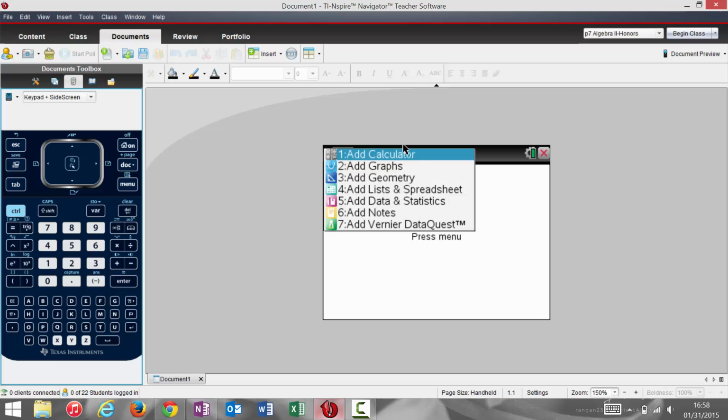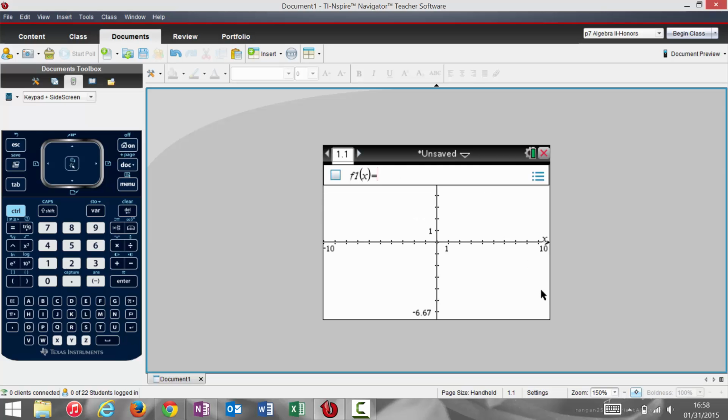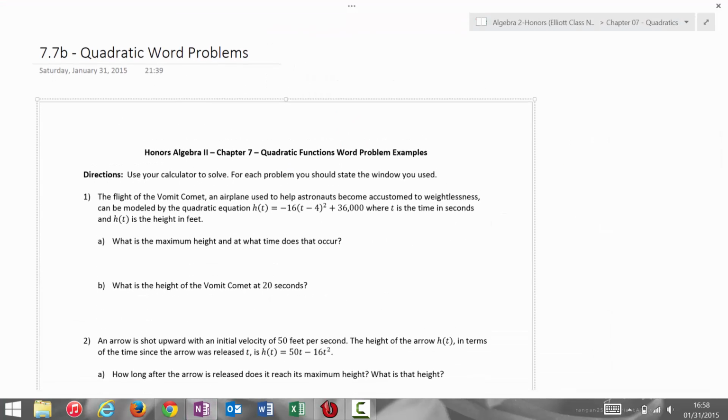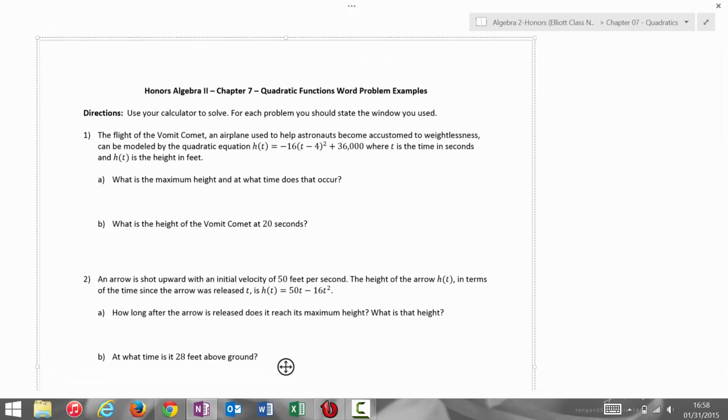Now the next thing you need is your calculator. You're going to need a graphing calculator. I would start a new file and have a new graph file on it, or open a new graph on it. So that should be ready to go. Let's get started. These are the word problems. We're just going to do these examples so you can start stuff later.